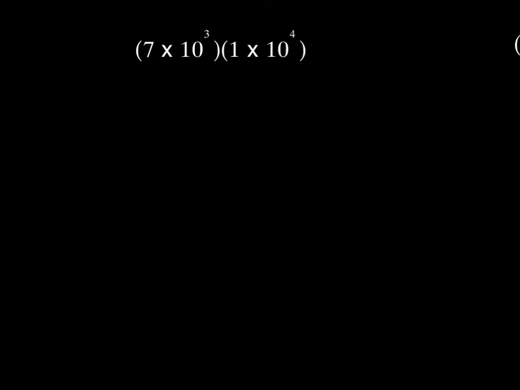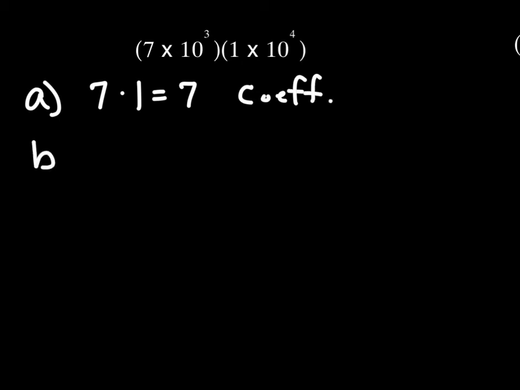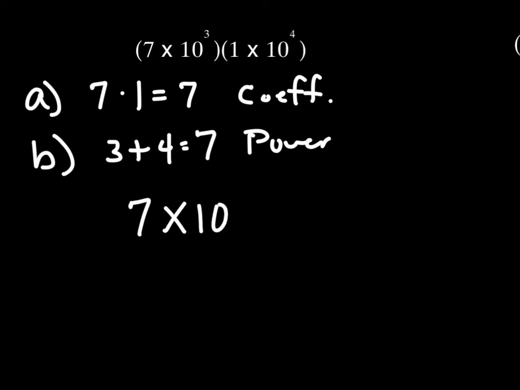If we look at our first problem, two scientific numbers multiplied together, what we're going to do first is take care of multiplying the 7 times the 1, which gives us 7. Remember, this is the coefficient. Second step is we're going to take our 3 and our 4, these are our powers, and add those together to give us a power of 7. So we combine this, and we say we have 7 times 10 to the 7th power, again making sure that we check to see if that is in the right range of 1 to 9 to make it our answer.